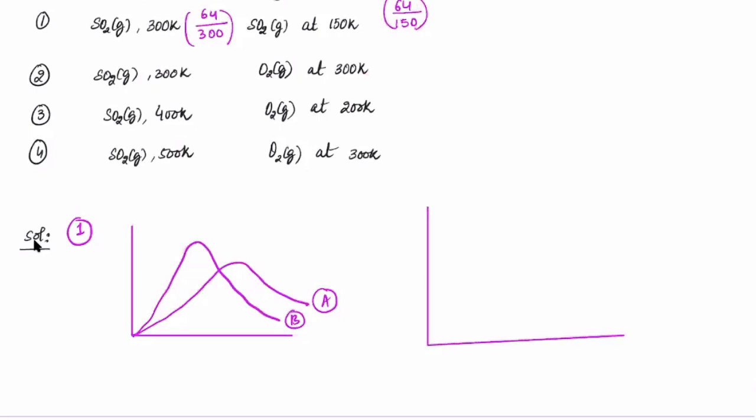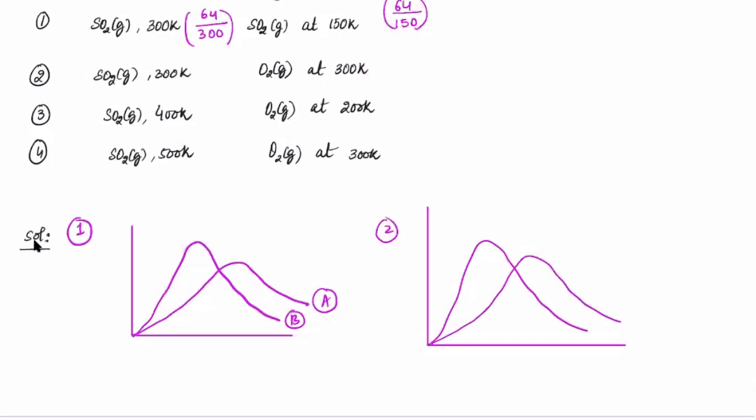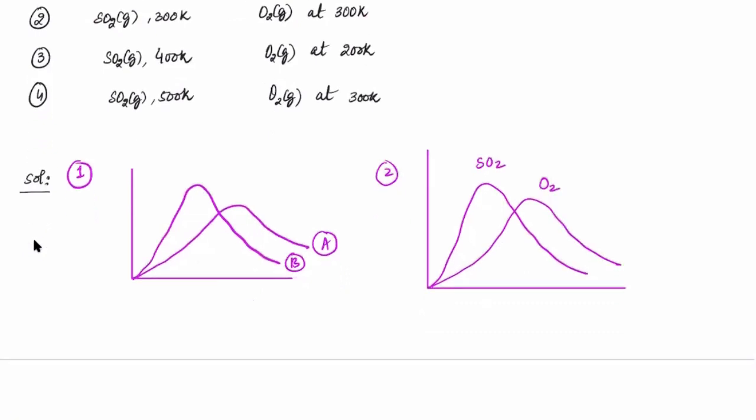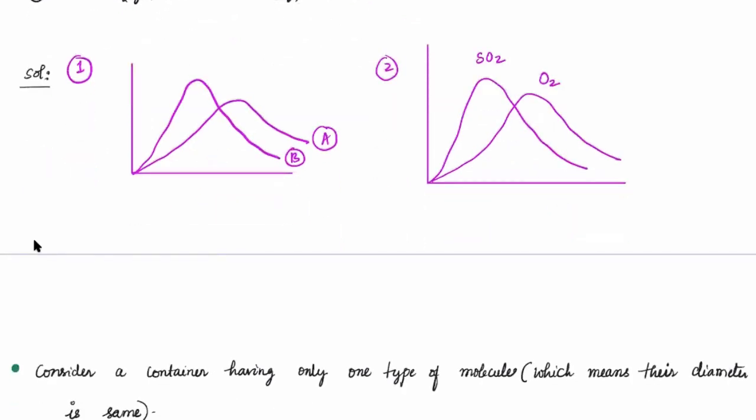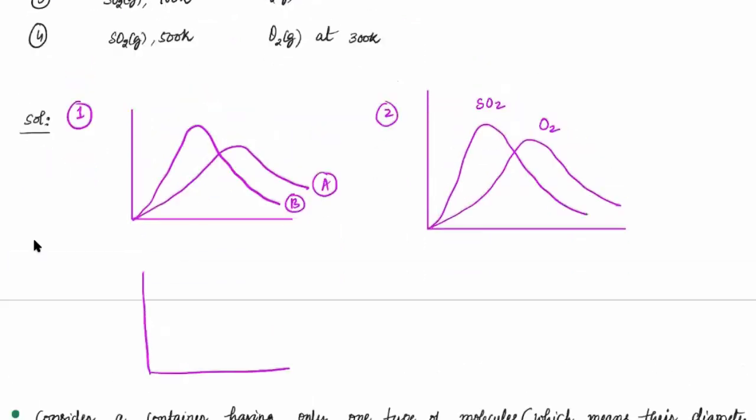See the second curve. Now this time temperature is the same, molar masses are different, and this molar mass would be more. So you can easily make out, suppose you have these two curves, then this should be for SO2 and this should be for O2. Yes, that is clear.